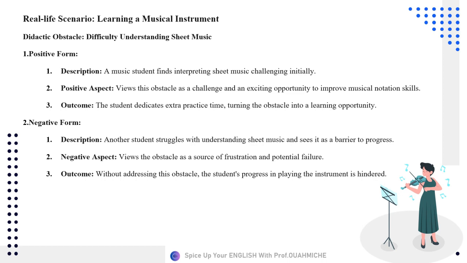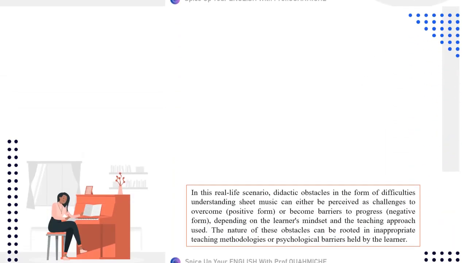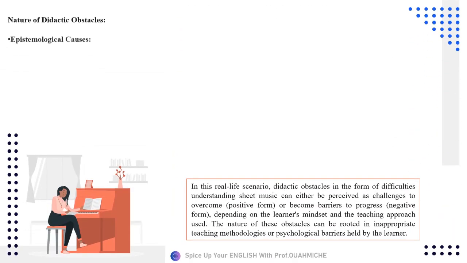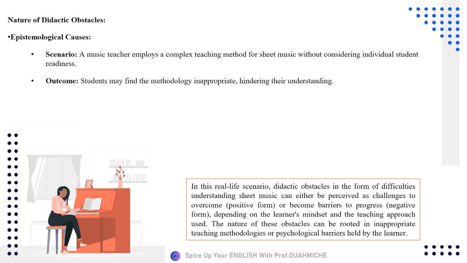opportunity. If we take it from the negative form, another student struggles with understanding sheet music and sees it as a barrier to progress. The negative aspect of it is that this student views the obstacle as a source of frustration and potential failure. The outcome is that without addressing this obstacle, the student's progress in playing the instrument is simply hindered. Moving on to an example of the nature of didactic obstacles, we'll be starting with the epistemological causes.